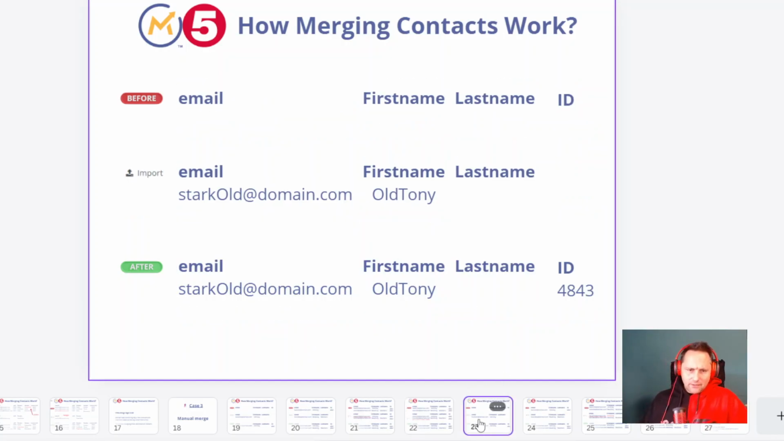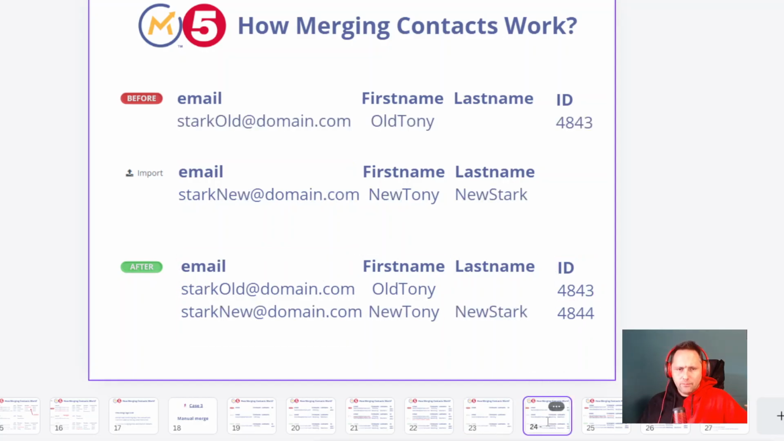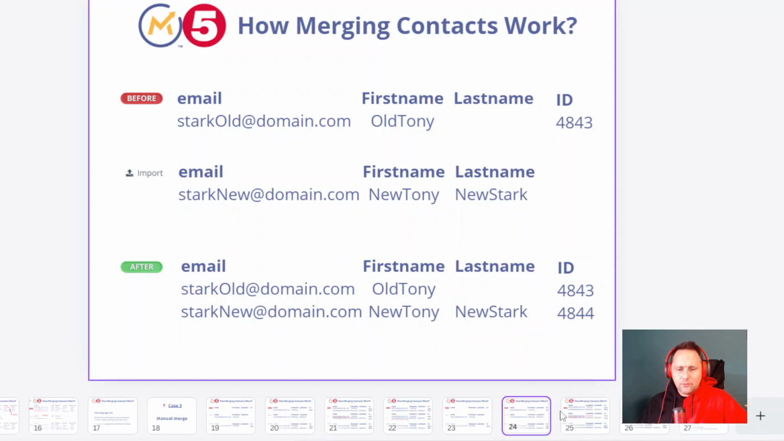Okay, let's make another test. So I made another import here. Again, I imported old Tony. It has an ID 4843. Then what I did, I made another import again with another second contact to make sure that I have two contacts again. This is very important for my next test.